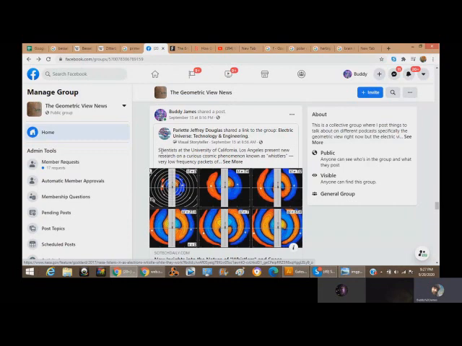So, kind of trailing off towards the end of the news hour here. Scientists at the University of California, Los Angeles present new research on a curious cosmic phenomenon known as Whistler waves.